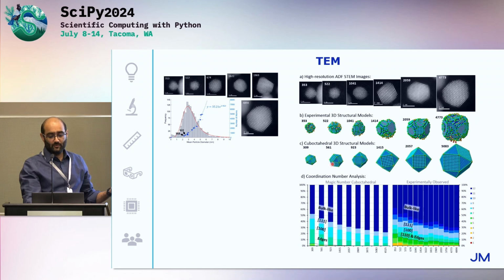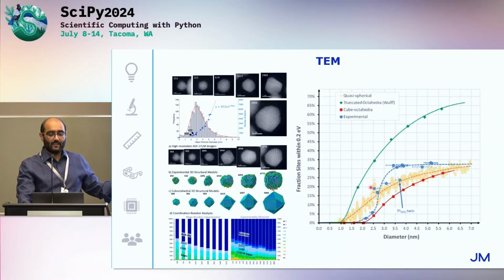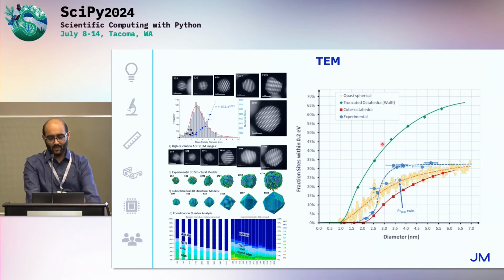And you can compare these to theory, essentially, and then you can look at how the bulk-like structure looks, how the 111 edges look, 110, and with this coordination number analysis, you can now link that to oxygen binding energies, because that's one of the things that you want your catalyst to be able to perform with.